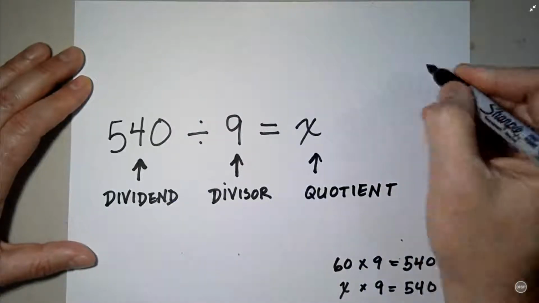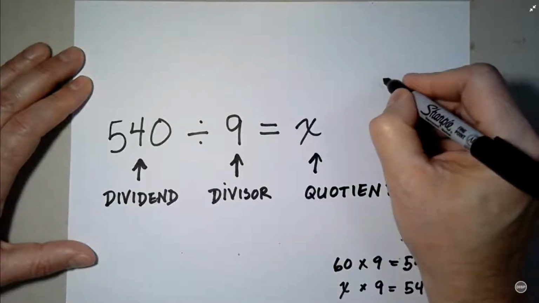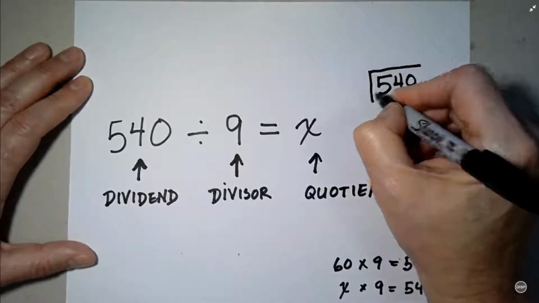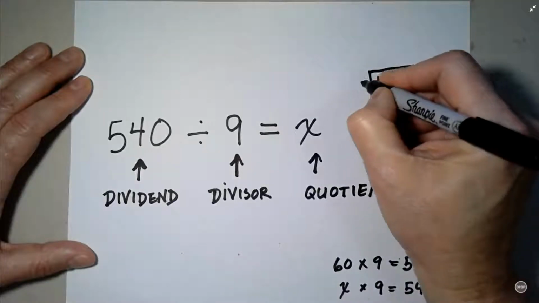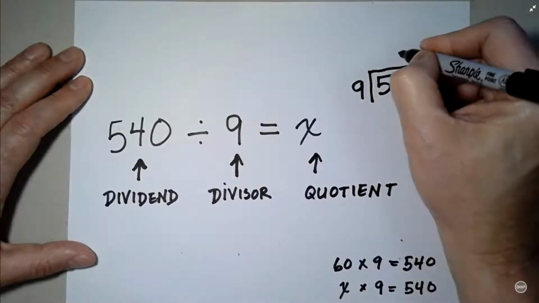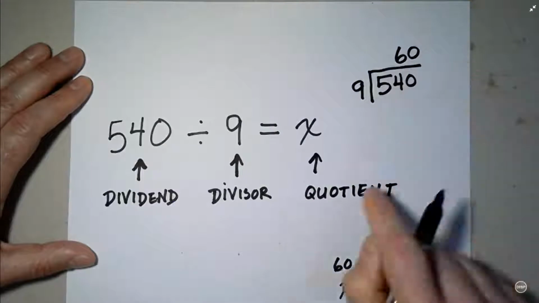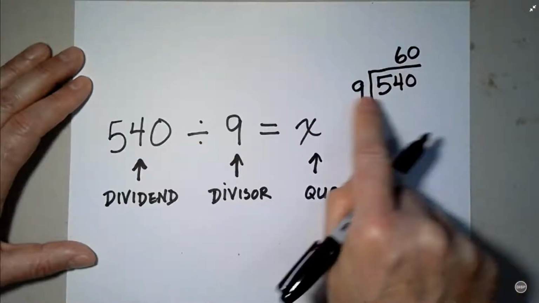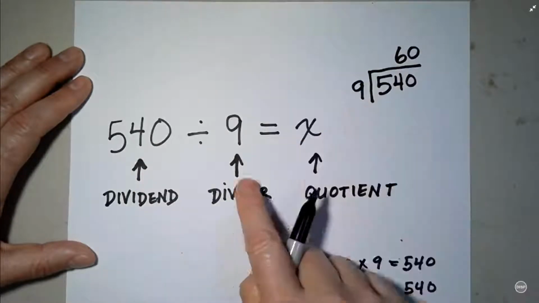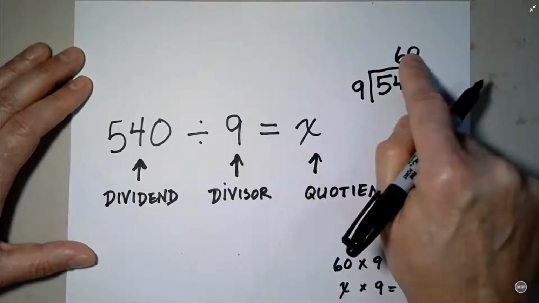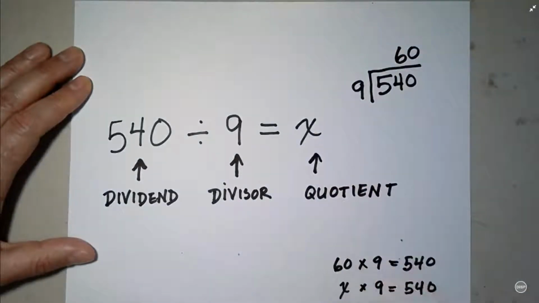Okay, and if we set this up in another way, a lot of times when we divide, we use that for our division symbol. 540 divided by 9, and that will equal 60. And again, here is our dividend inside the box. Here is our divisor to the left. And here's our quotient, which is the answer to our division problem.